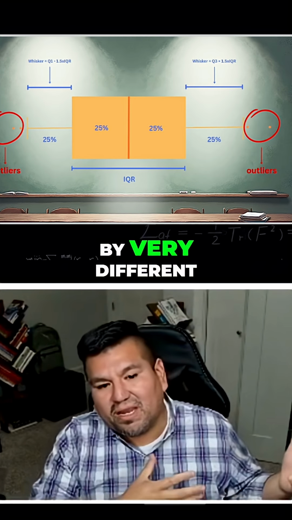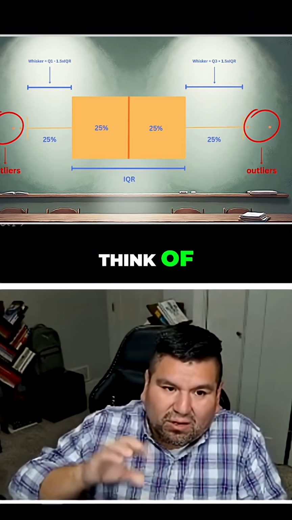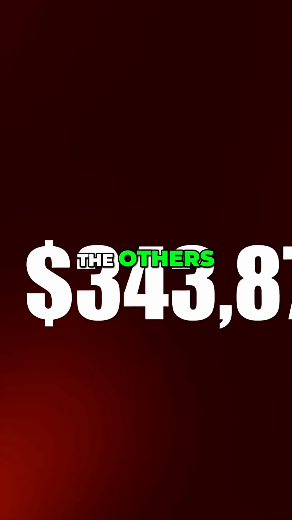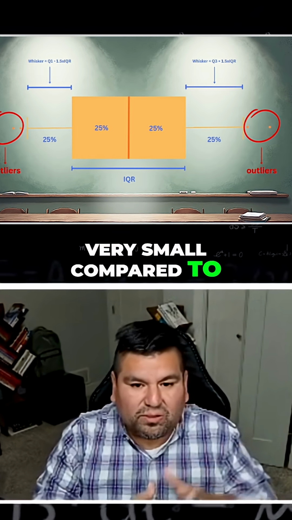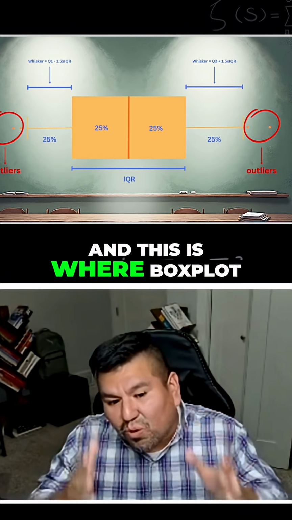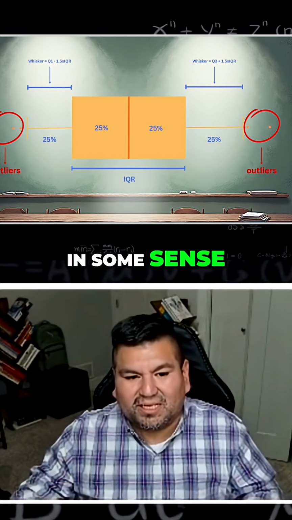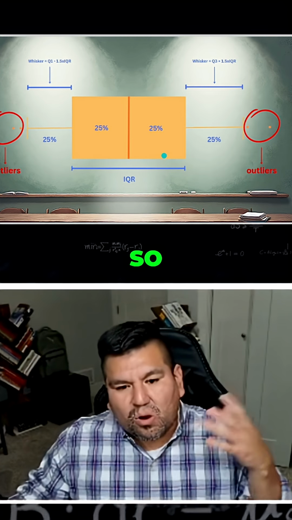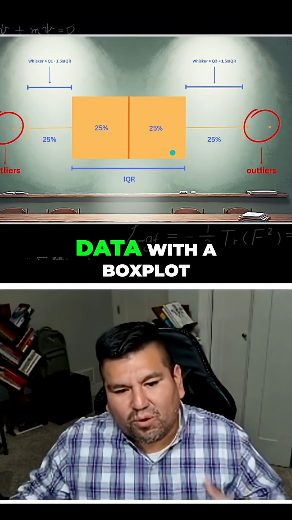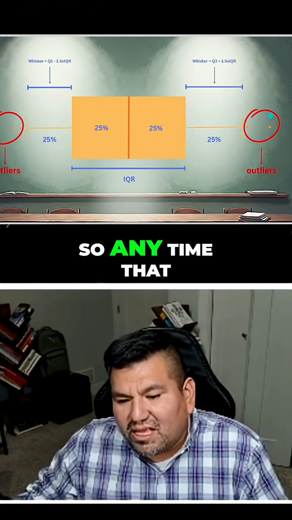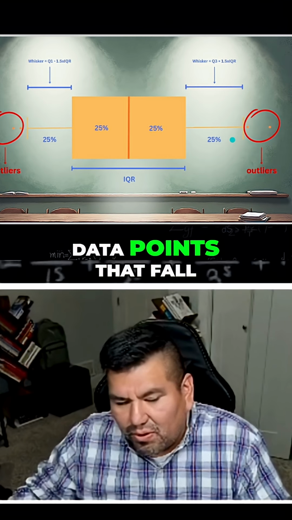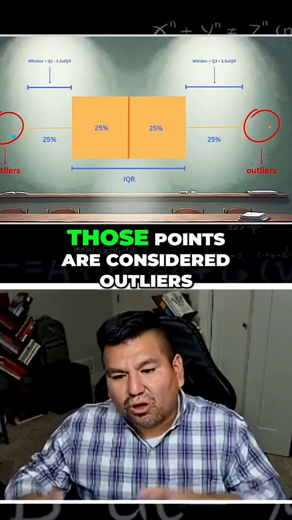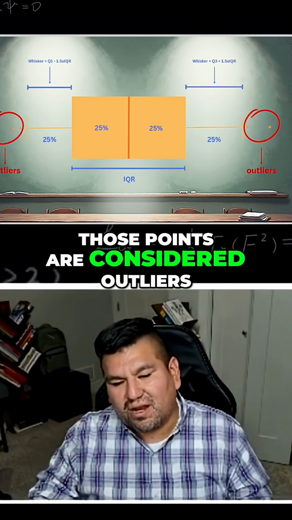And what I mean by very different, think of data points that are very, very large compared to the others, or very, very small compared to the others. And this is where a box plot in some sense can quickly identify outliers in your data. So if you visualize your data with a box plot, anytime that you see data points that fall outside of the whisker region, those points are considered outliers.